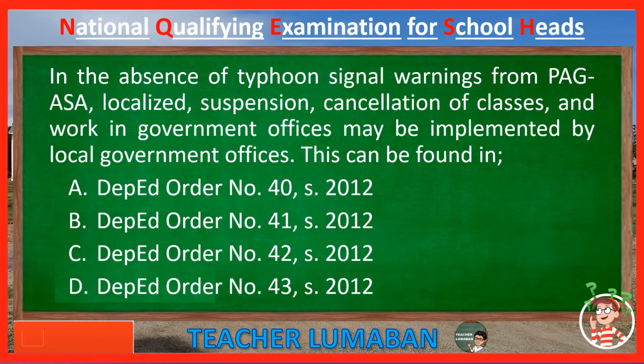Choose the suitable answer based on the given choices in 5 seconds. 5, 4, 3, 2, 1. The correct answer is letter D, DepEd Order Number 43, Series 2012. In the absence of typhoon signal warnings from PAGASA, localized suspension or cancellation of classes and work in government offices may be implemented by local government offices. This can be found in DepEd Order Number 43, Series 2012.